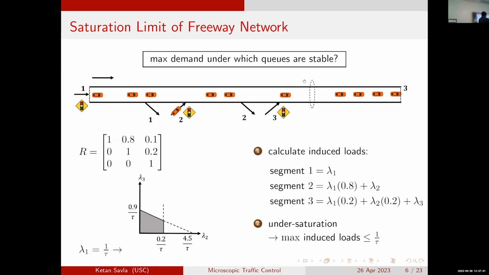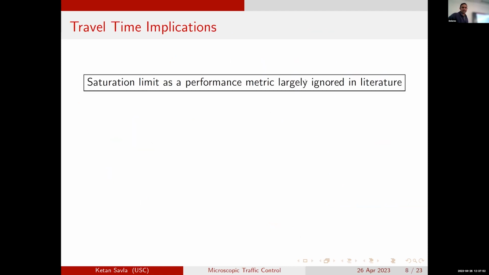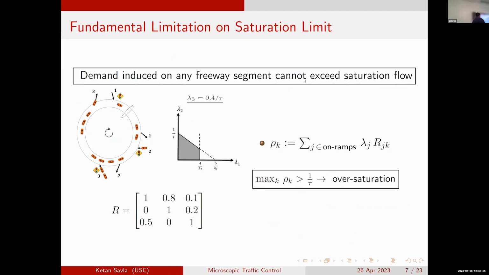So I showed this calculation for a simple example, but there is a way to generalize this calculation to any network with an arbitrary number of ramps, et cetera, and you can write it a little bit more formally. Essentially, you do the same exercise: you go segment by segment and see how much demand is induced on that segment. And as long as the demand induced on each segment is less than 1 over tau, then my demand will be handled. So that's what this really says. In summary, you give me a network, and I can tell you what set of demands can be handled by that network, no matter what metering algorithm you use.